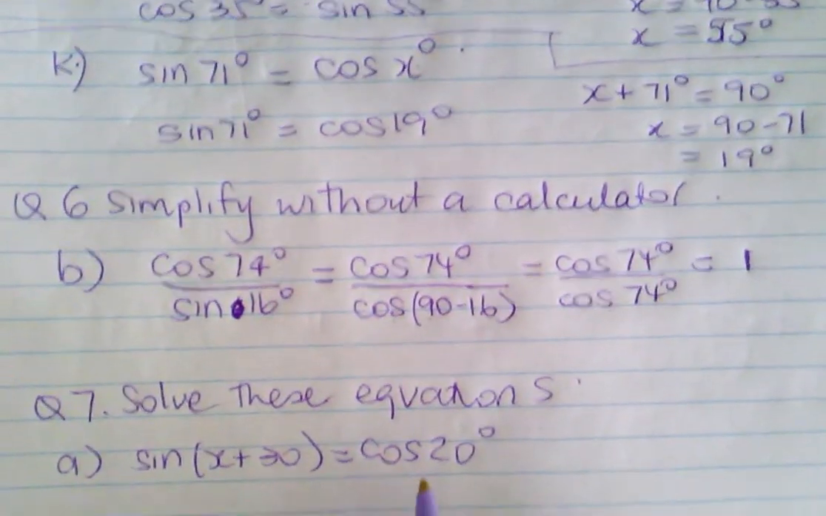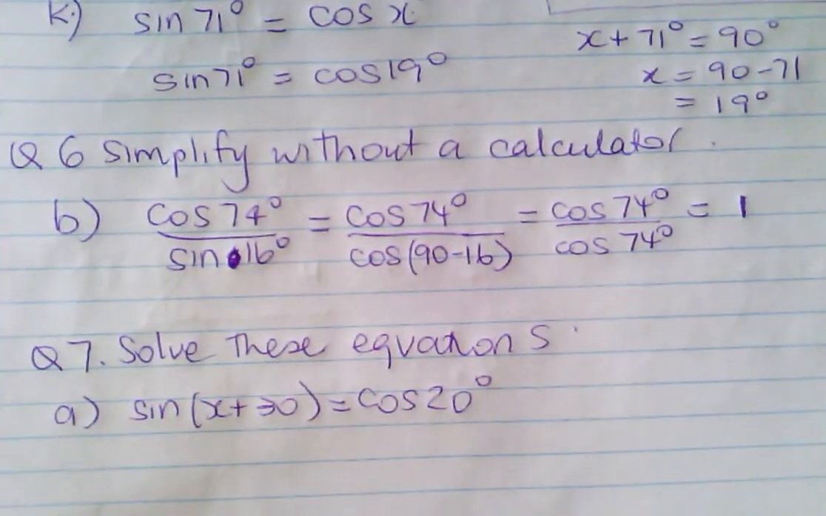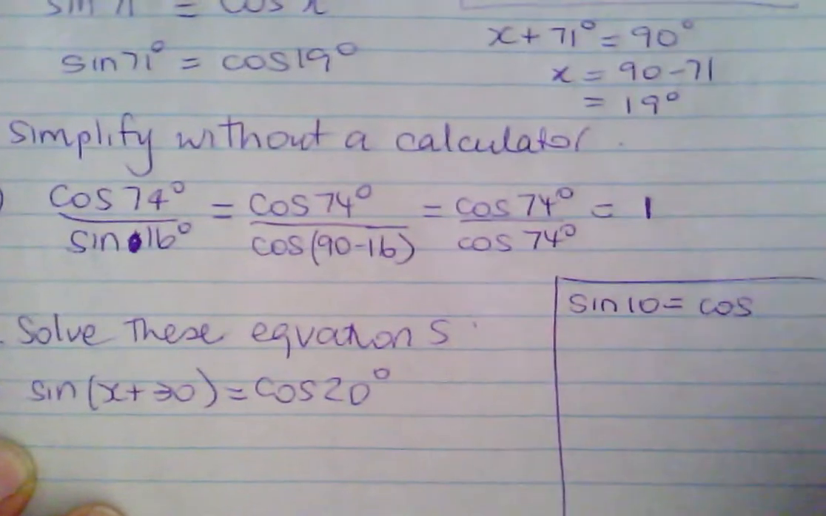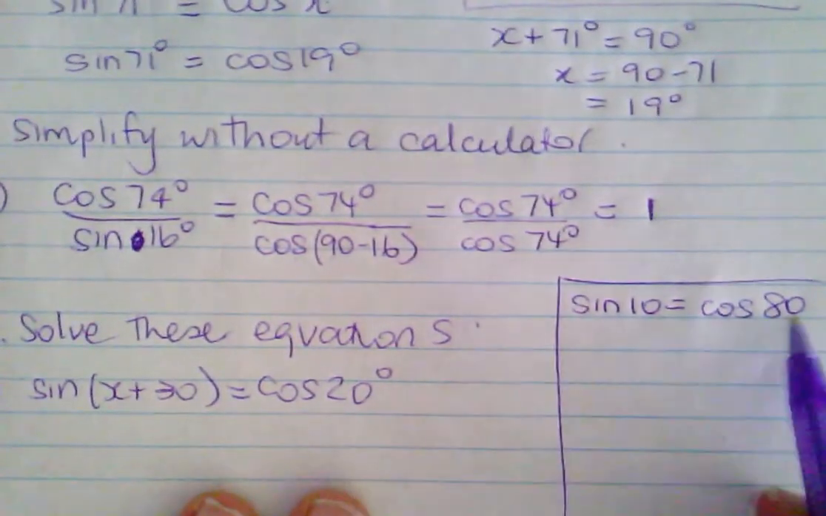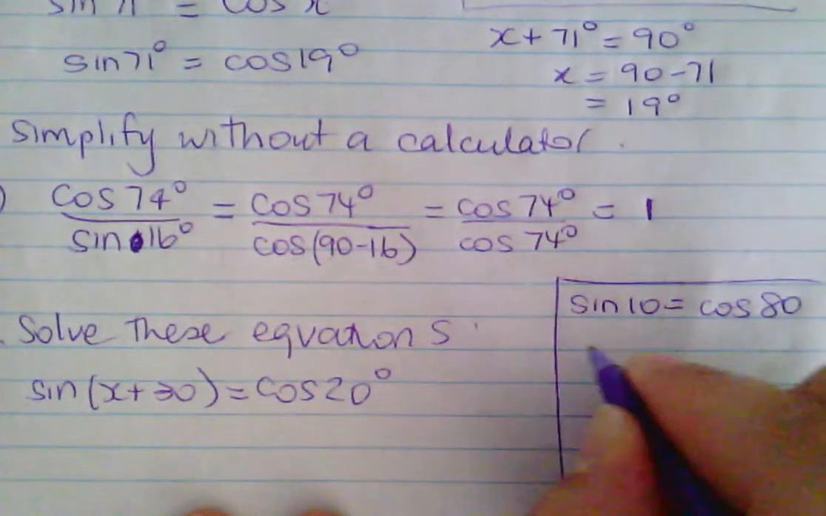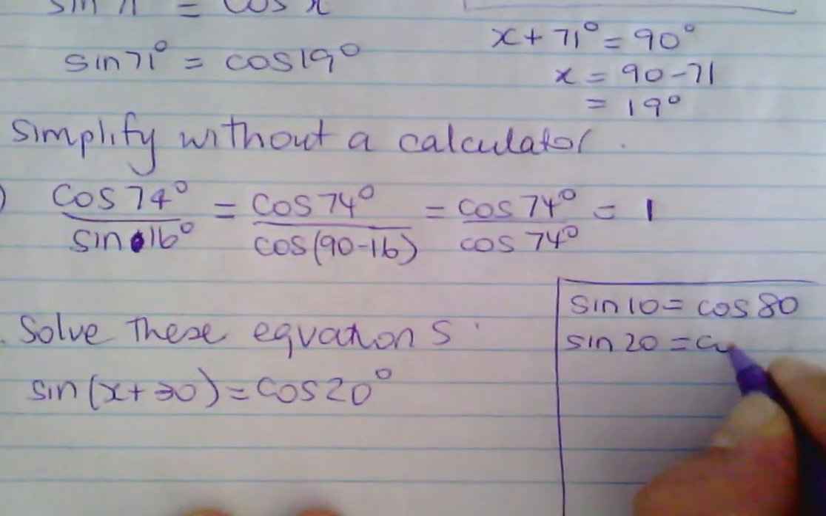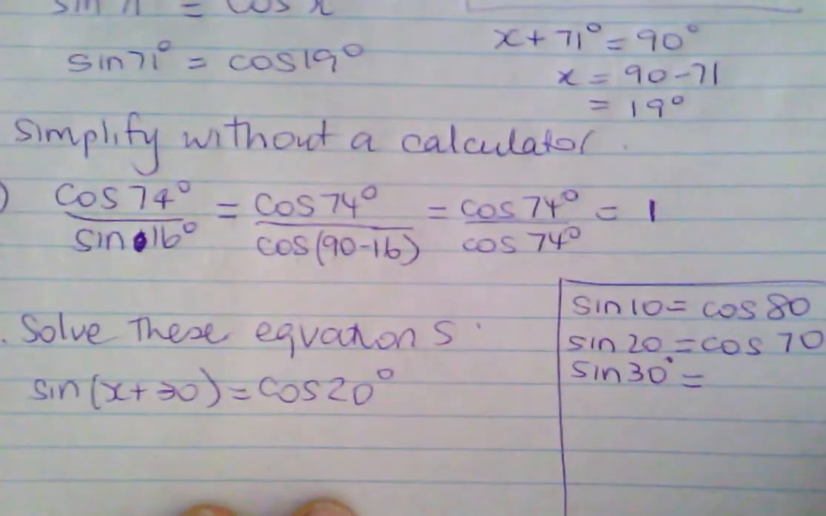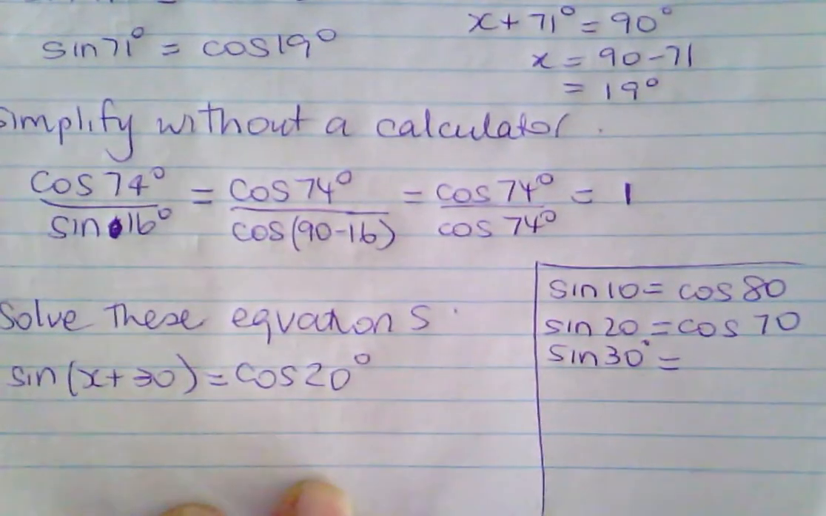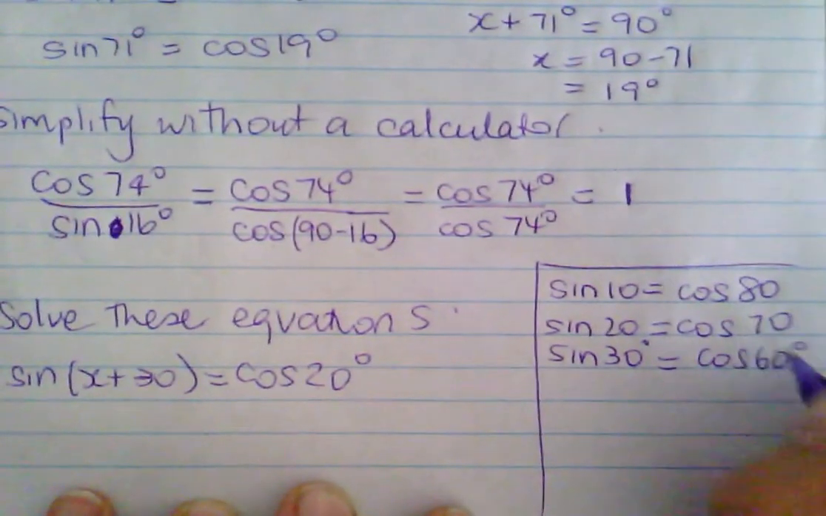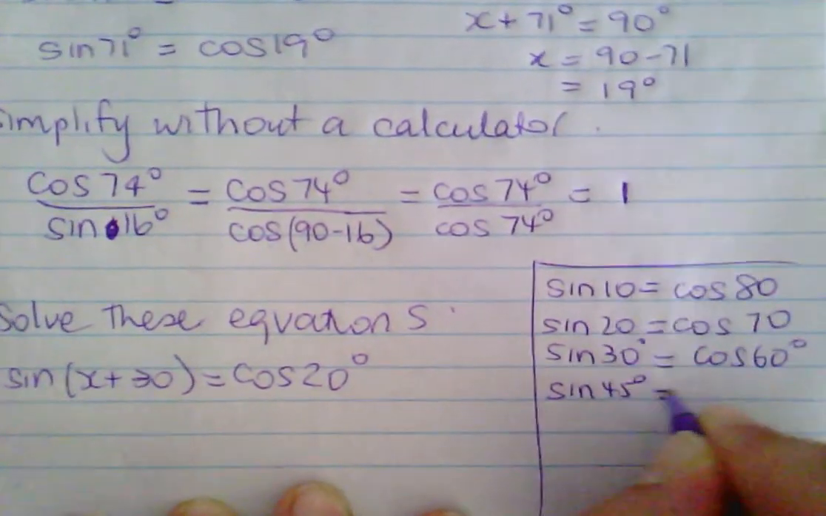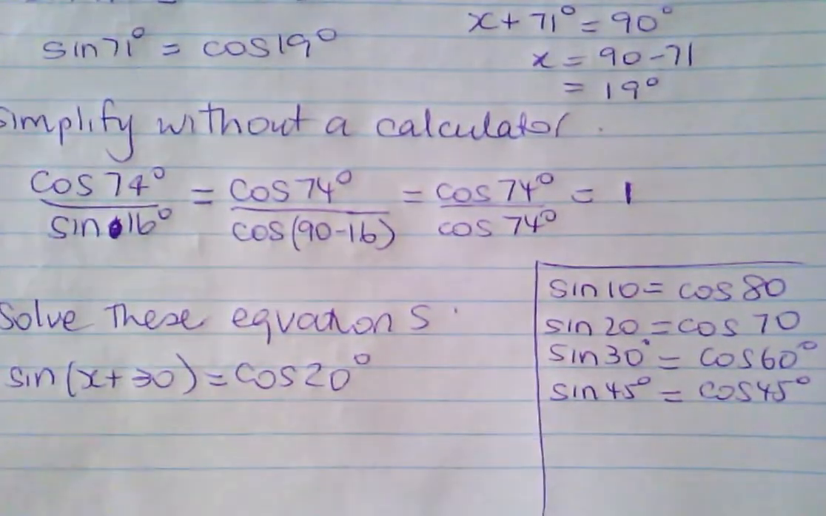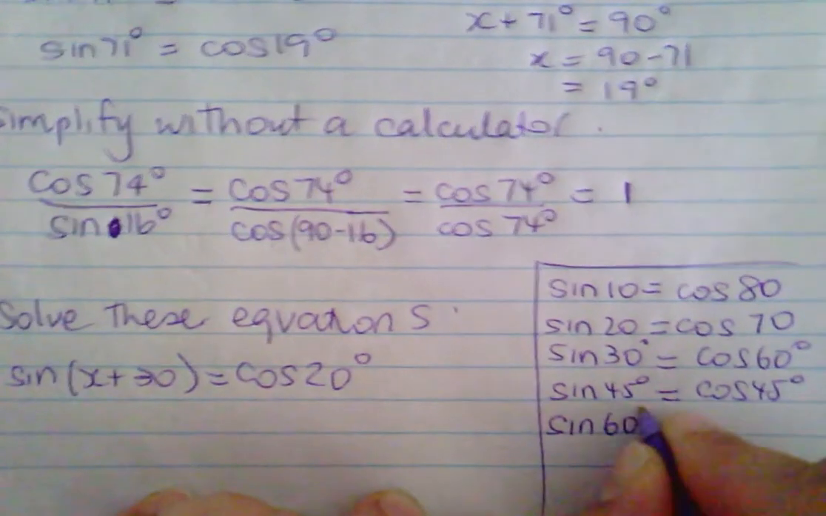All right, what about this one? This isn't very nice. Sine of 10, what does that equal? Cos of what? Because 10 and 80 add up to 90. Sine of 20 equals cos of, and this one, which we were doing yesterday and earlier today, the exact ratio, sine of 30 equals, right, what about sine 45? What does that equal? Cos 45. Why? Because 45 and 45 add up to 90. And what does sine of 60 equal?